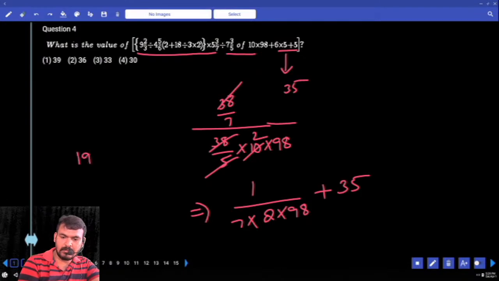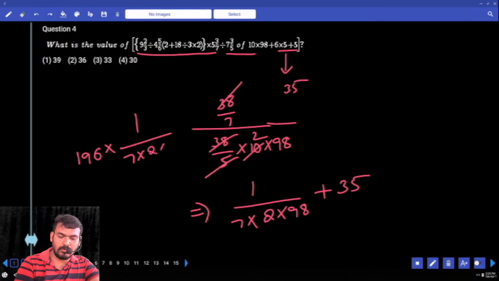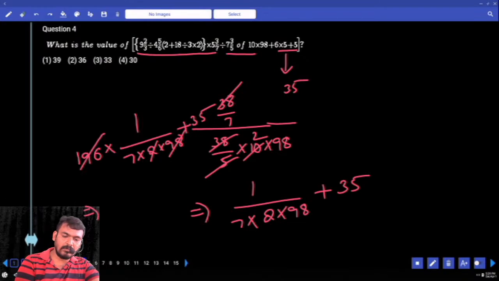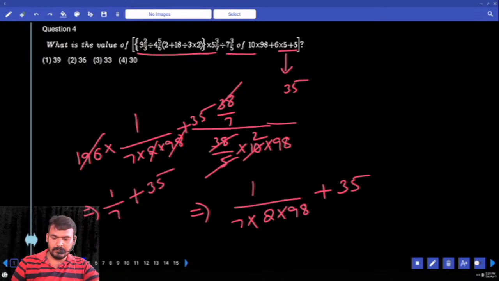Already first one we are getting how much? 196. 196 into which value? 1 by 7 into 2 into 98 plus how much value? 35. 98 2s are how much? 196. 196 cancel. What is the remaining value? 1 by 7 plus how much? 35. Maybe 7 also cancel.